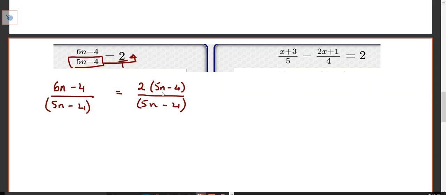So this is what's happening. We can forget the denominator because it's not that it's not there, it just doesn't need to be considered. So we've got 6n minus 4 is 2 lots of 5n minus 4. Looks like cross multiplication, but then we've got 6n minus 4 is 10n minus 4.